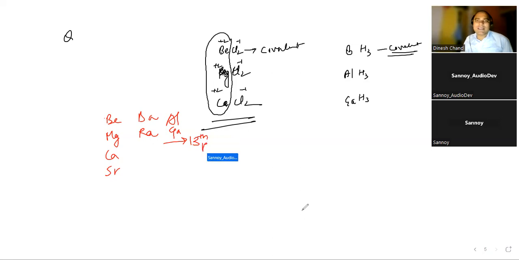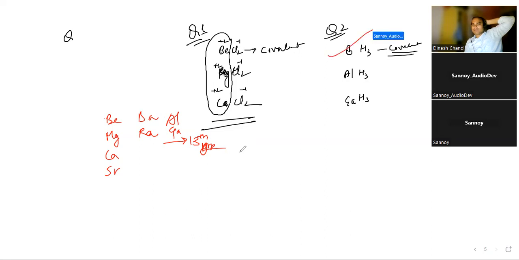This is question 1, and this is question 2, not the same. For question 2, the answer will be this one: this one will be the highest and this one will be the lowest.